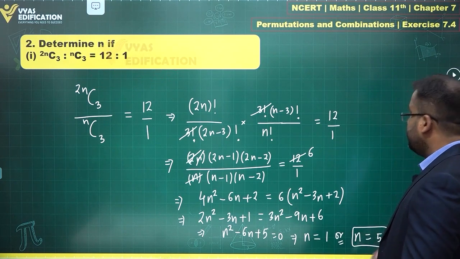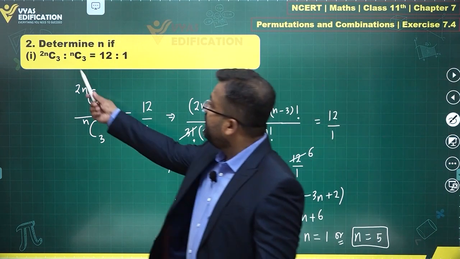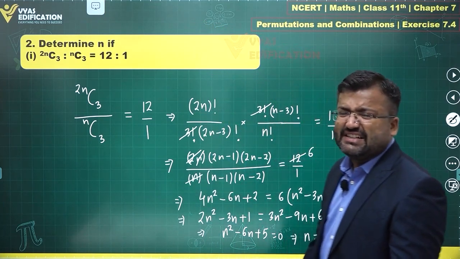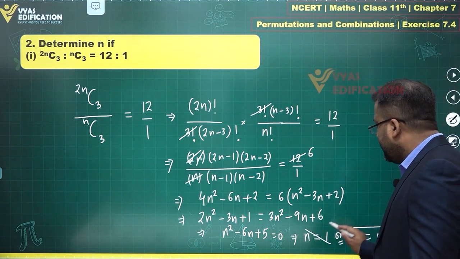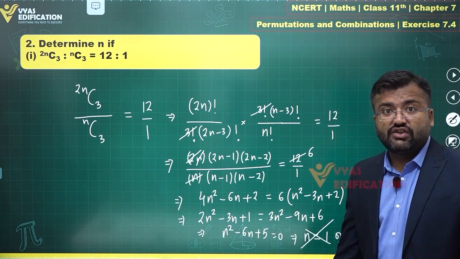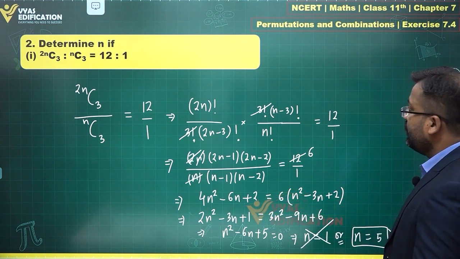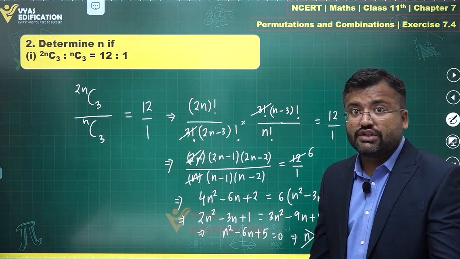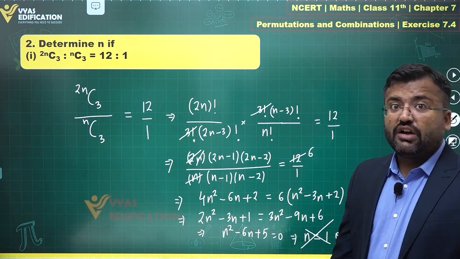Now you can clearly observe one thing. For defining nC3, n should be at least 3. So n equals 1 is not okay. This is rejected. N equals 5 is accepted, as you can see over there. So n equals 5 is my correct answer for this question. Let's talk about the next question.